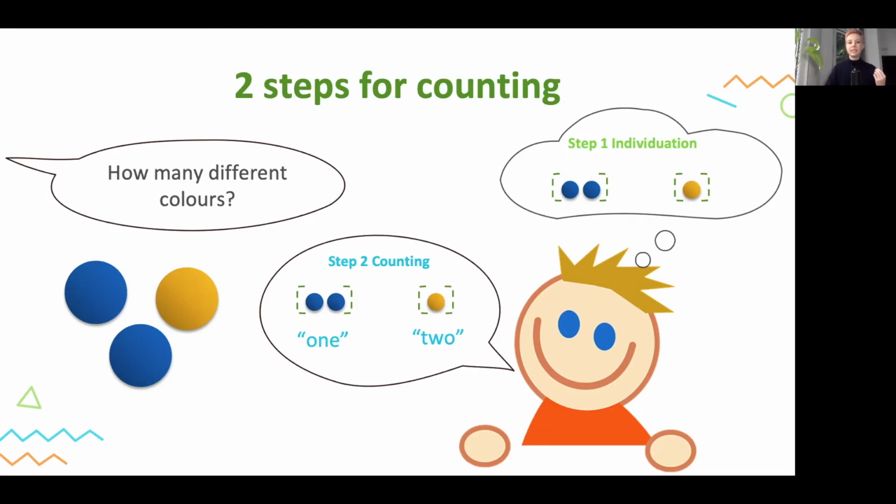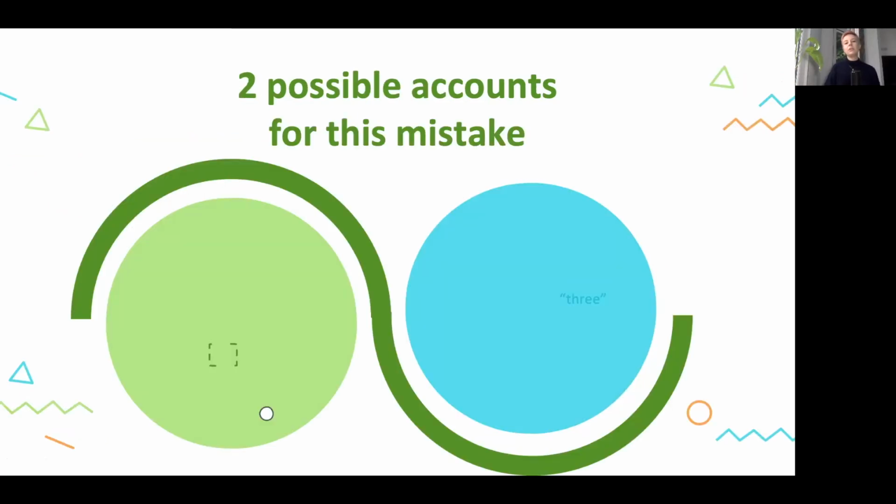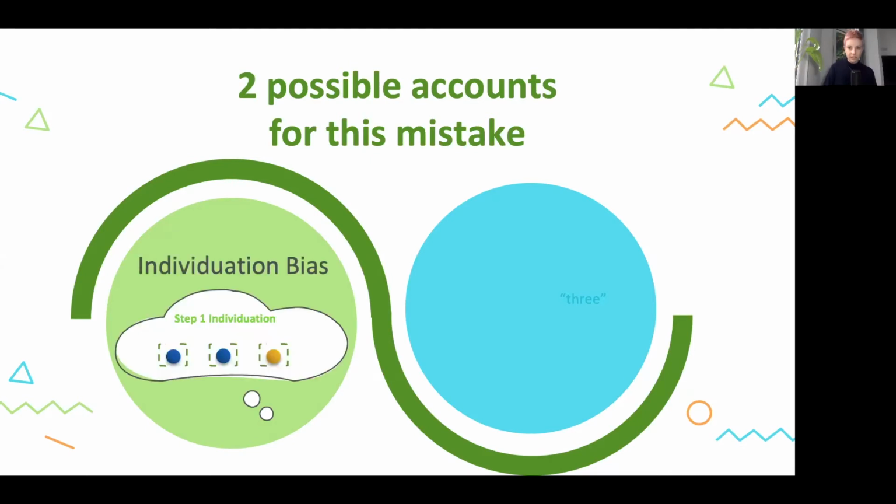Simple, right? So how come children so often make this mistake? What went wrong when they tried to count the colors? We looked at two possible accounts to explain this mistake. One way of explaining the mistake is to look at individuation. Maybe children count incorrect units because they constructed incorrect units in their mind.